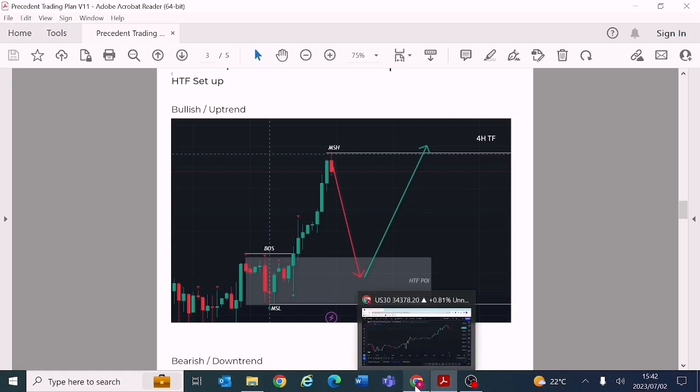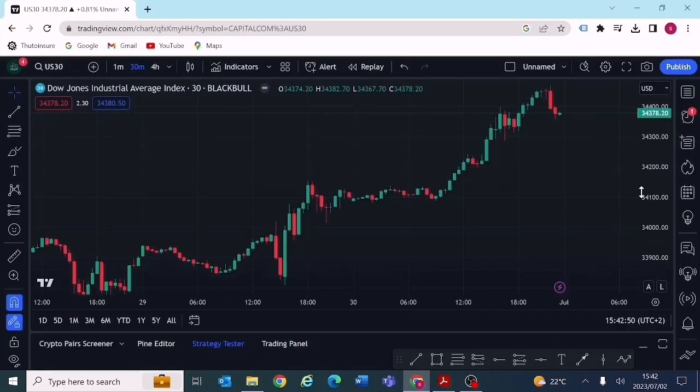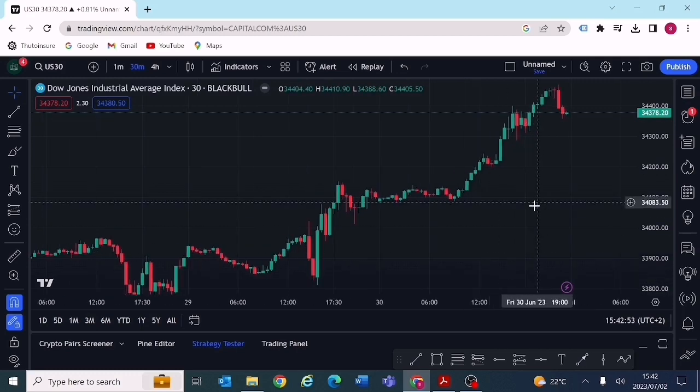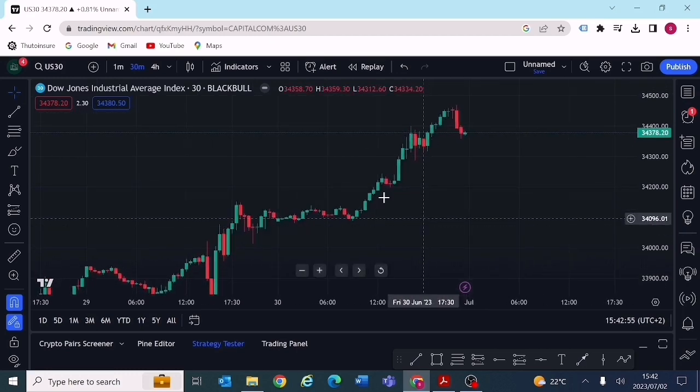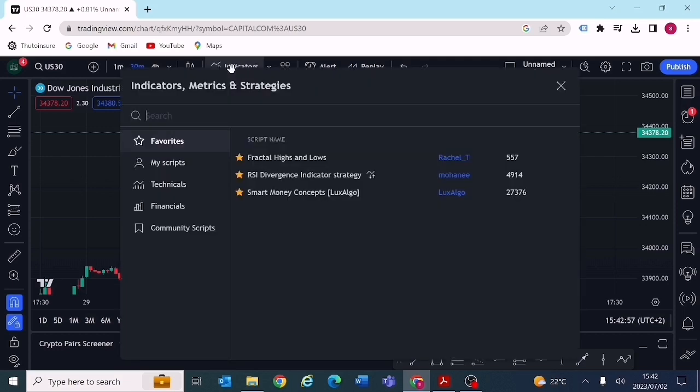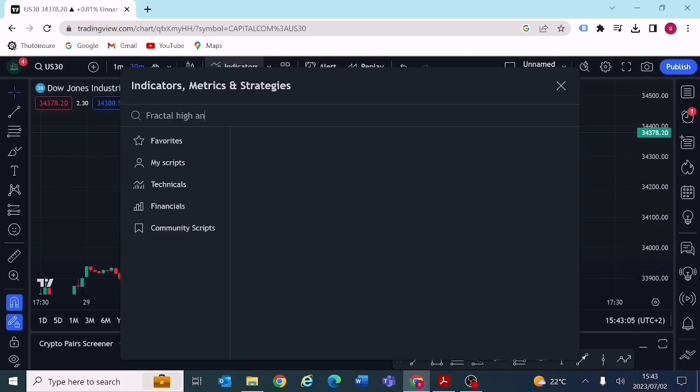Let me quickly go to the chart. So this is the US 18. To find this indicator, I have it here as my favorite. It's called fractal highs and lows.